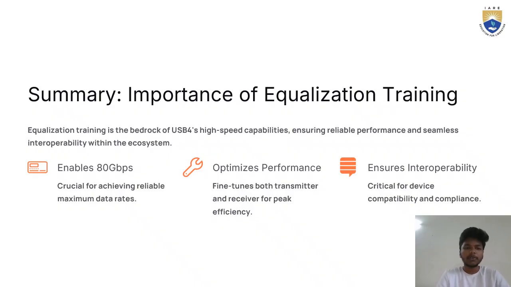In the previous slide, we saw the graph at 80 gigabits per second, at which the 0 to 0.001 range shows the graph rising, where nothing is disturbed, the user interface is also good, and no obstacles take place. It optimizes performance and fine-tunes both transmitter and receiver for peak efficiency, critical for device compatibility and compliance, crucial for achieving reliable maximum data rates.